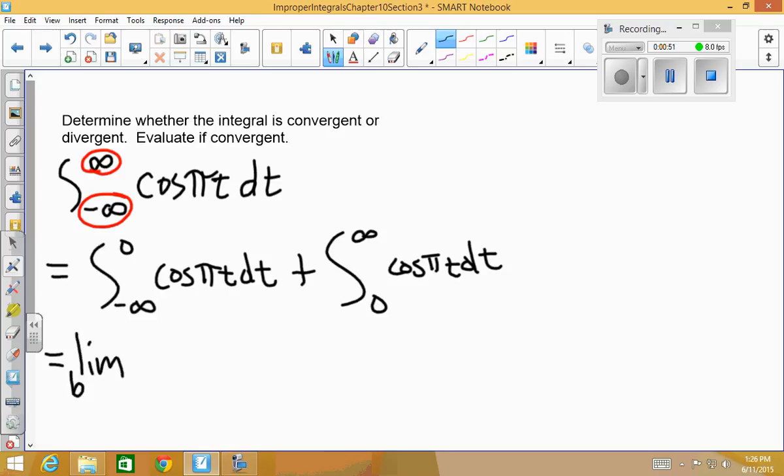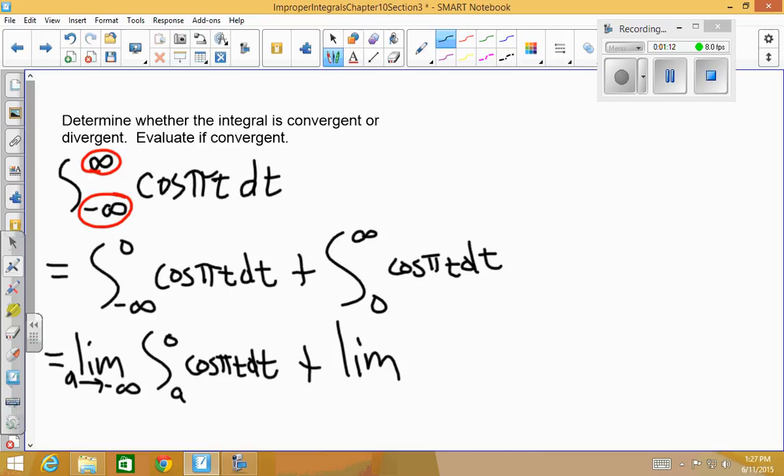So this one is the limit as a goes to negative infinity of the integral from a to 0, cosine of pi t dt. Plus, this one is the limit as b goes to positive infinity, the integral from 0 to b, cosine of pi t dt.